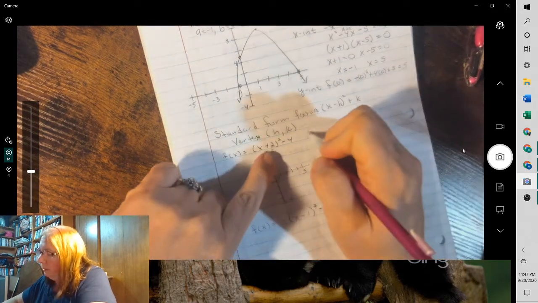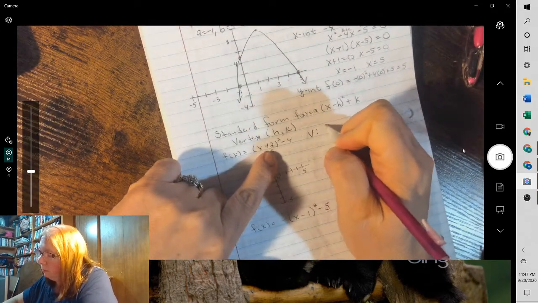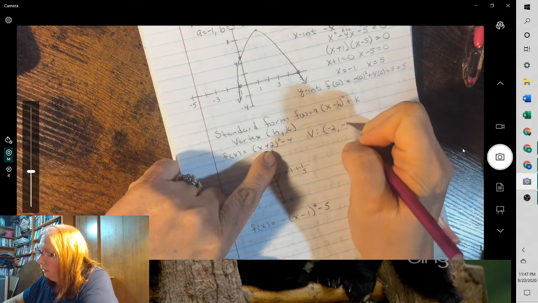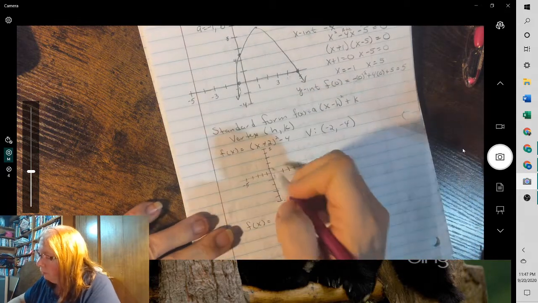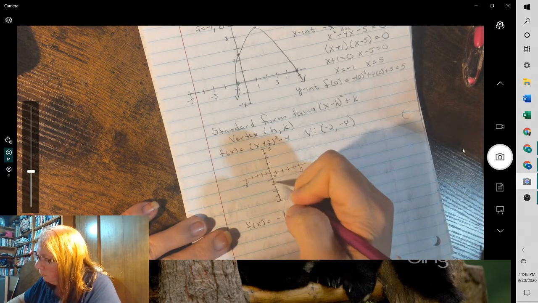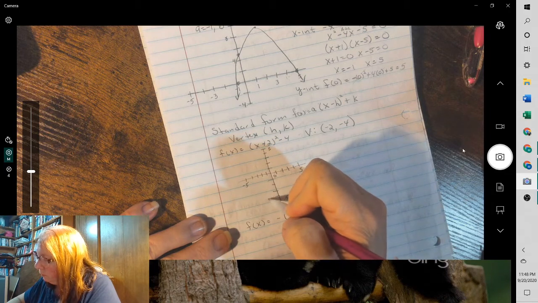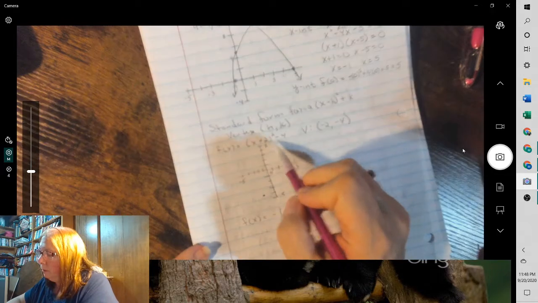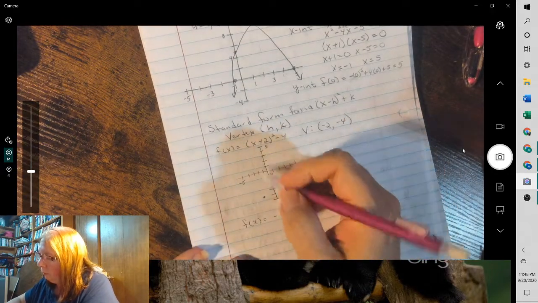So in this one then, our vertex is negative 2, negative 4. So we go negative 2 and down 1, 2, 3, 4. And we're here. Now this is positive in front, so it's going to go up.